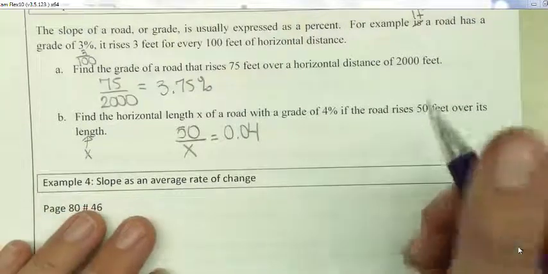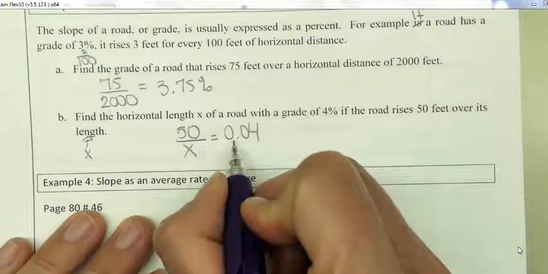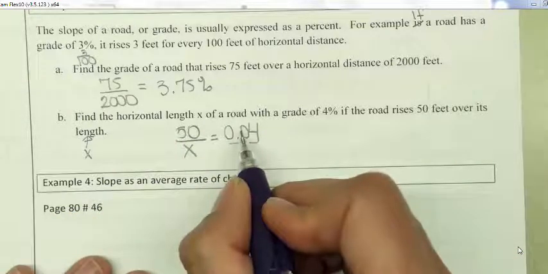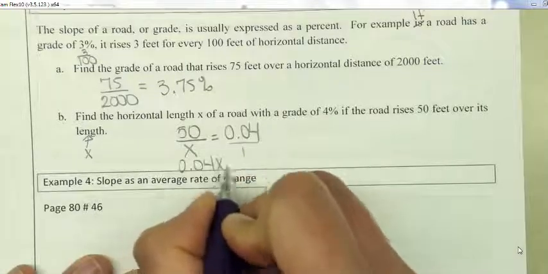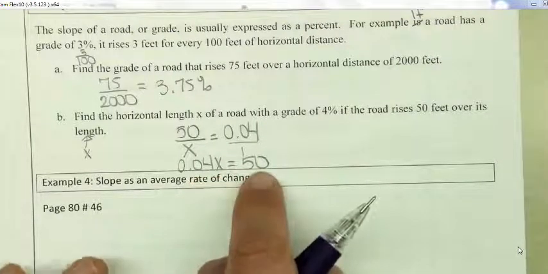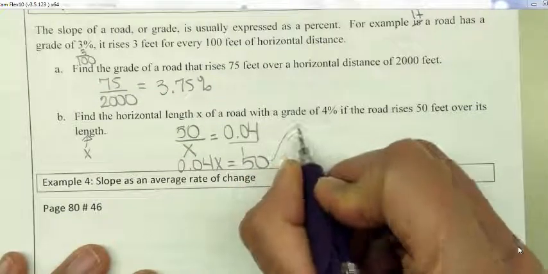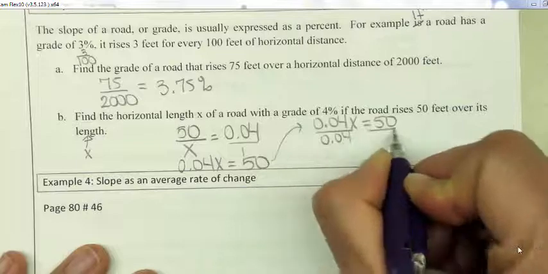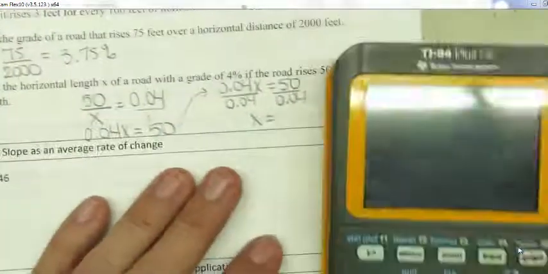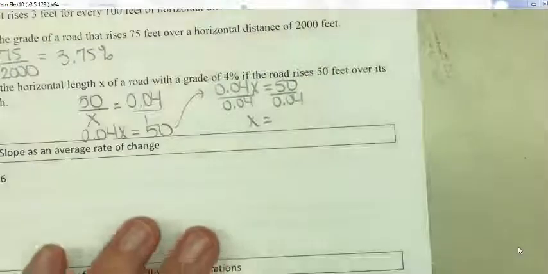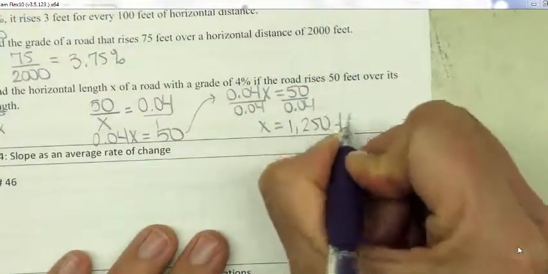Okay, so from here I need to solve. I notice that this is a proportion, so I can just cross multiply, or you can multiply both sides by x and then solve that way. It's the same exact thing. Okay, so multiplying, I'm going to get 0.04x equals 50. And now I need to actually solve for x, so what am I going to do to both sides? That's right, I'm going to divide by 0.04. Divide both sides by 0.04. 50 divided by 0.04 is 1,250 feet. I know that it's feet because my rise was feet as well. Let me circle my answers.